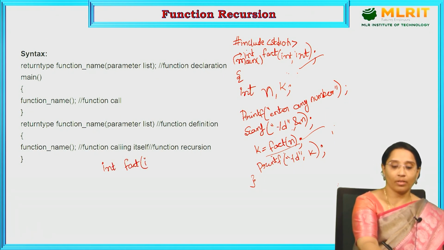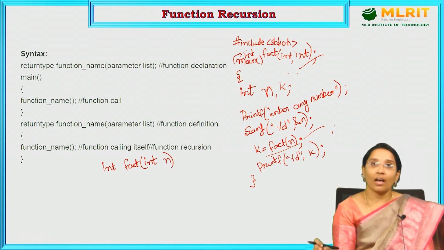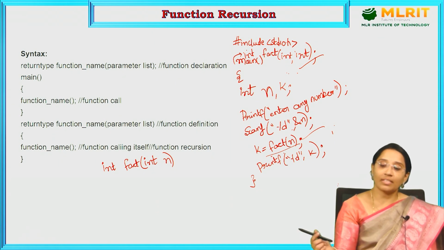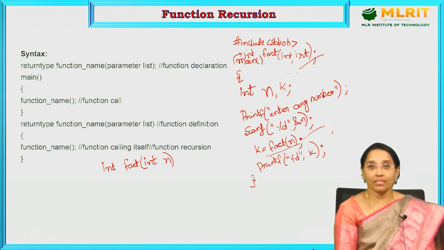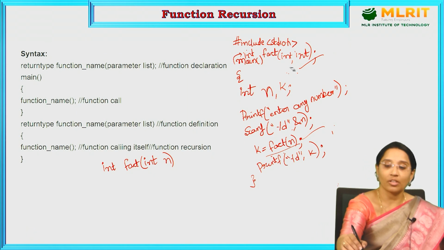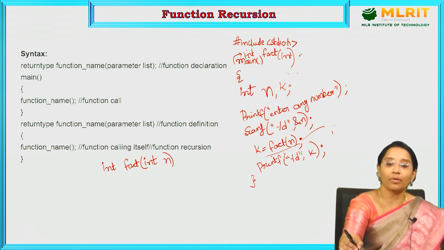int fact(int n). So in this case, how many inputs are we giving? In the function declaration, as I discussed in the last session, whatever inputs we are giving, only those data types will be passed as the parameters in the function declaration. So here how many inputs do we have? To calculate the factorial of a number, we have only one input.